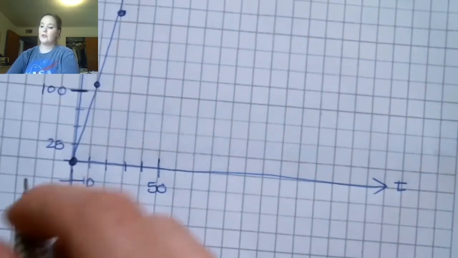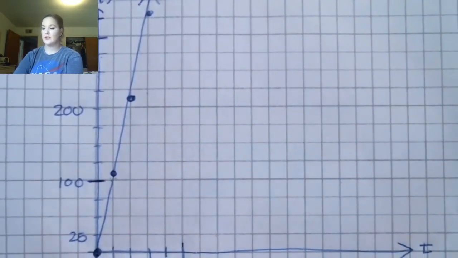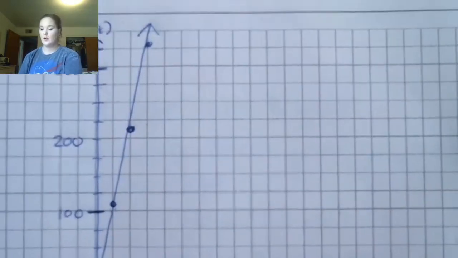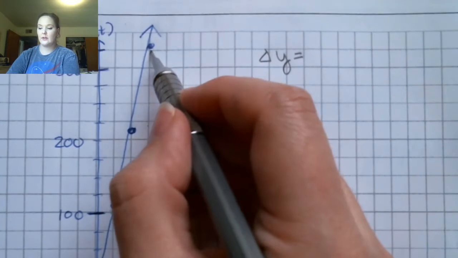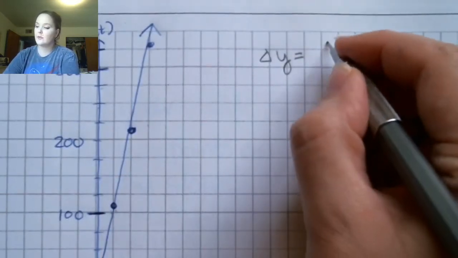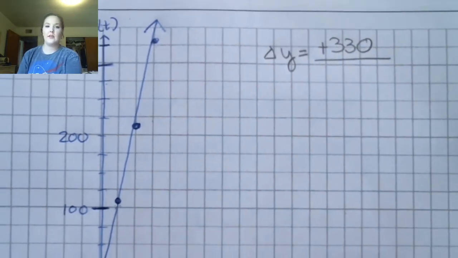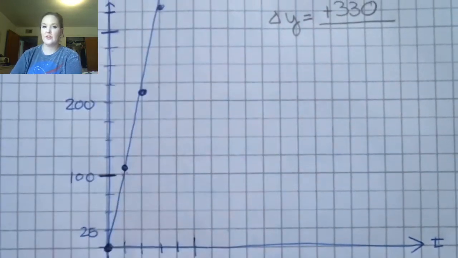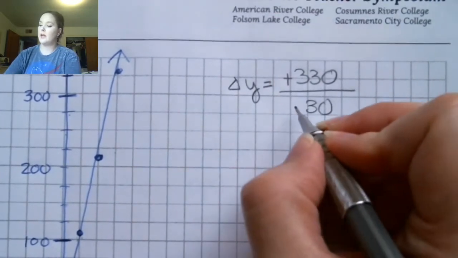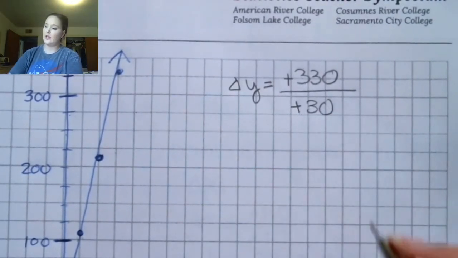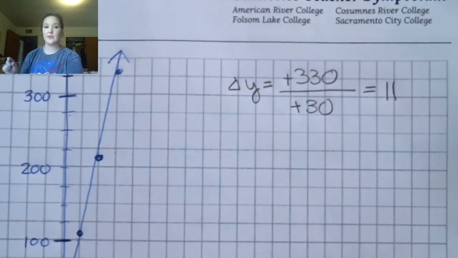Well, what if you didn't pick these 2 points? It just said pick any points. So what if I picked this point and this one? Well, my change in y, from here to here would be from 0 to 330, so my change is positive 330. Then my change in x is going from 0 to 30, so my change is 30. I'm going to the right, so that's positive. When I reduce this, I get 11. Just like we got using the first 2 points.